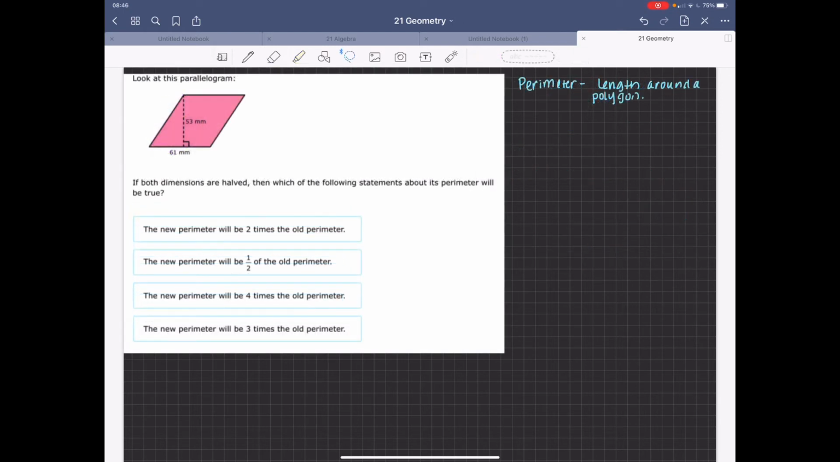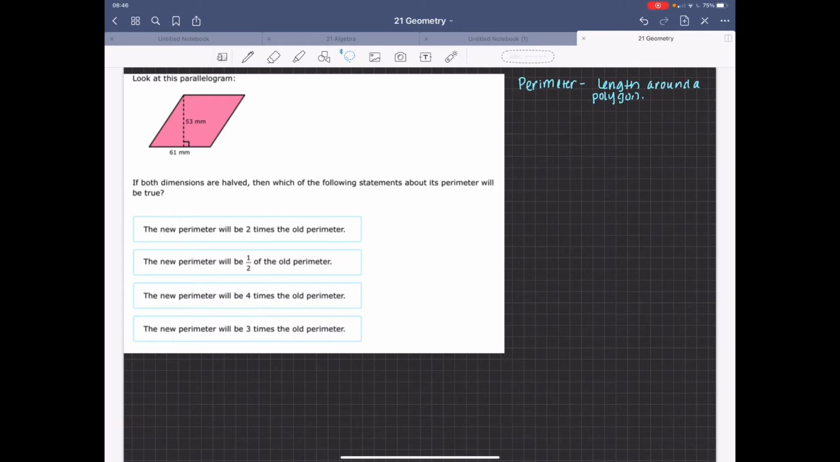Parallelogram. If both dimensions are halved, then which of the following statements about its perimeter will be true? We're only using the formula for a perimeter. So the formula for a perimeter, well, first the perimeter is going to be the length around the polygon, or around the parallelogram.